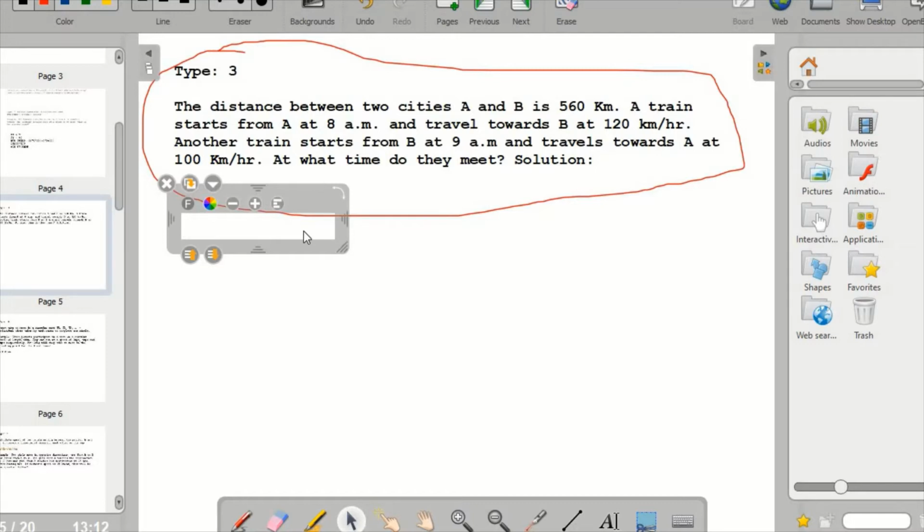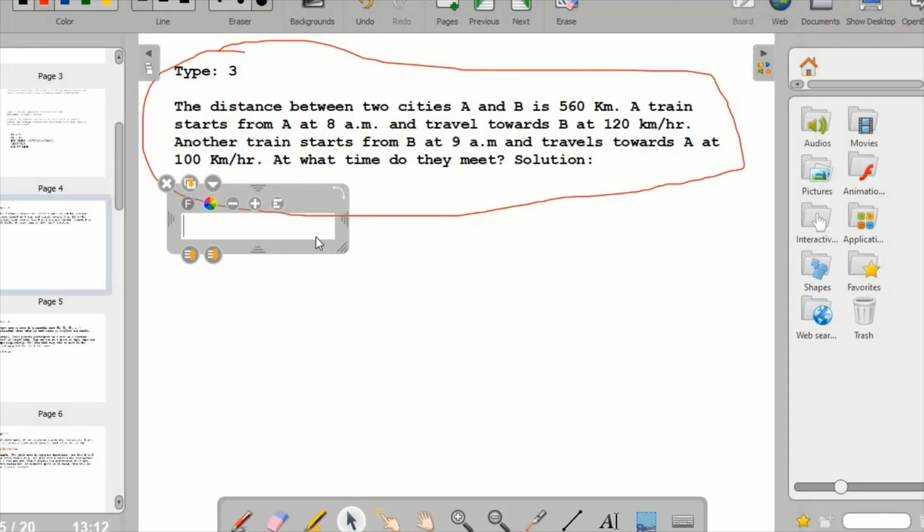A train starts from A at 8 a.m. and travels towards B at 120 kilometers per hour. Okay, here we have A a city and B another city. So the distance between the two cities is 560 kilometers. A train starts from A at 8 a.m. and travels towards B. So from city A, it is traveling to city B. It starts at 8 a.m. and the speed is 120 kilometers per hour.